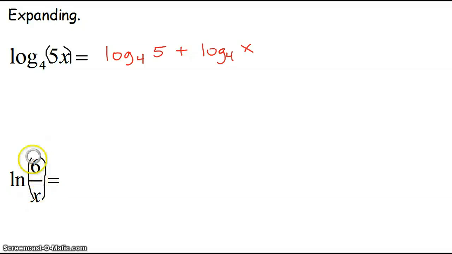So the next one, I look at this one, and again, I look inside the parentheses, and I see they're doing division. So I'm going to think division changes to subtraction. So I'm going to do ln of 6 minus the ln of x. Now notice here on multiplication, the order of these two logs really doesn't matter. But when I have subtraction, the order here matters. I have to make sure that the numerator is first and that the denominator is second.